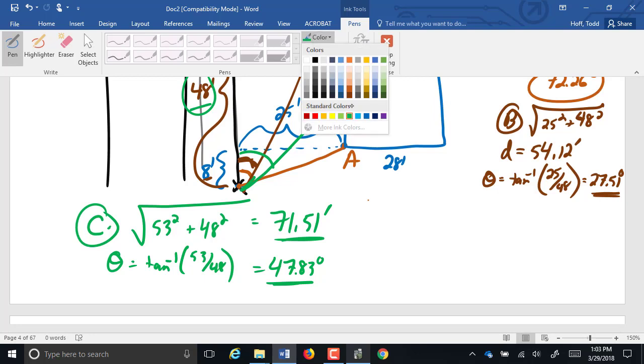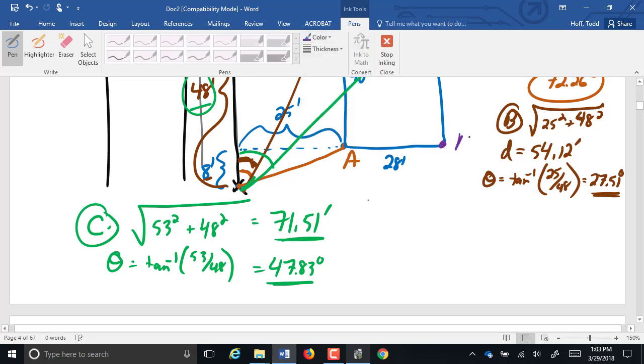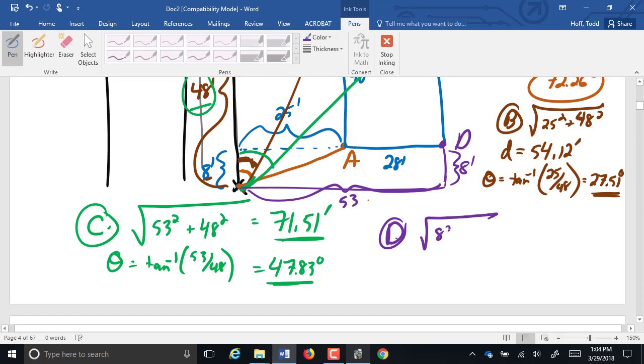Finally, we've got point D down here. What's this distance? That's back to being 8 feet. What's this distance here? 53. So the distance to point D is the square root of 8 squared plus 53 squared, which is 53.86 feet. Works for me.